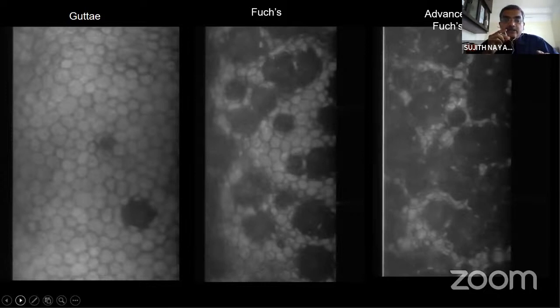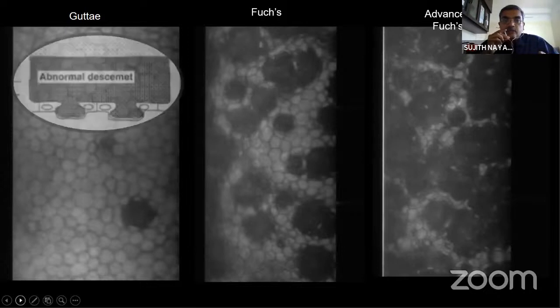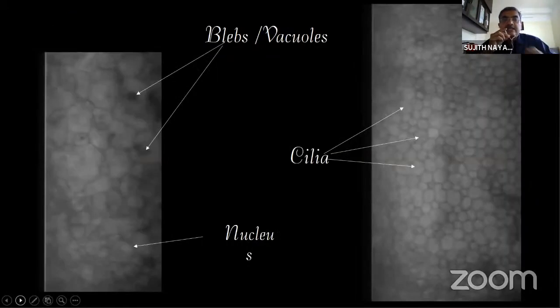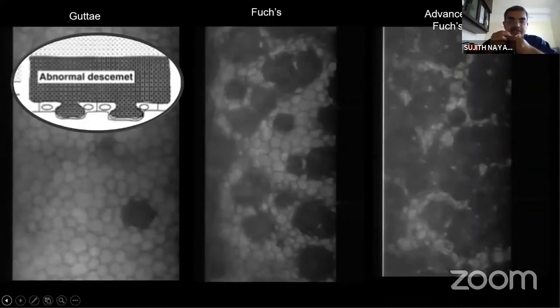So it is so can you click once more? So you can see it's like your CN, no sir, previous picture.